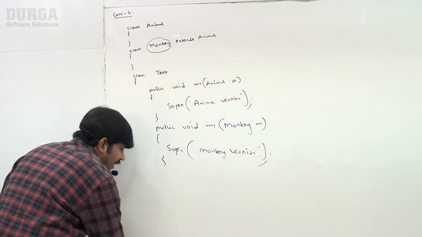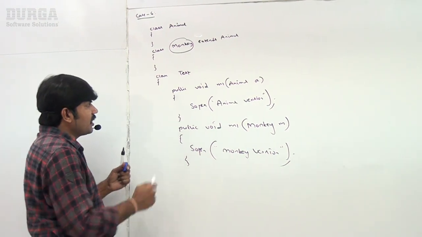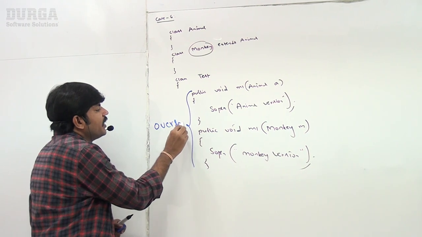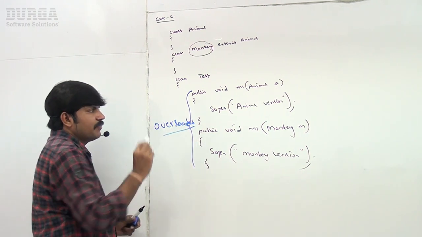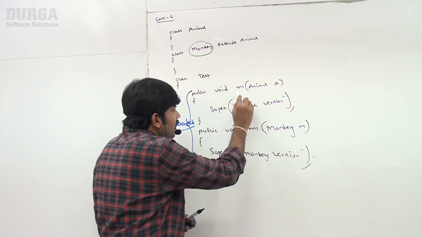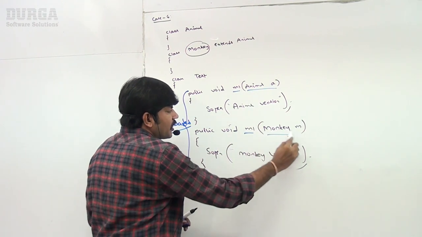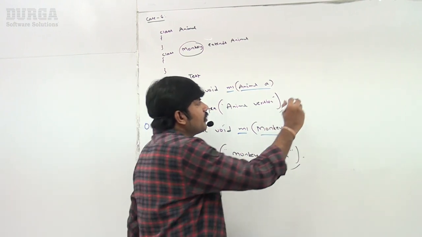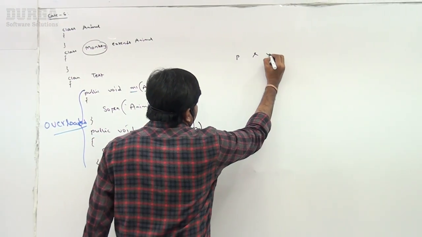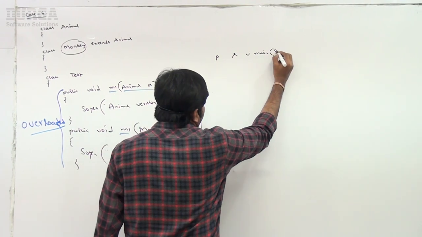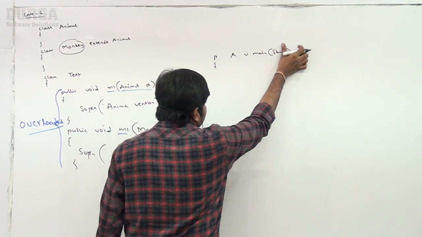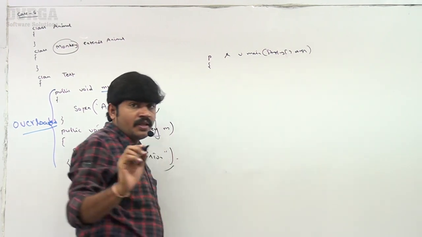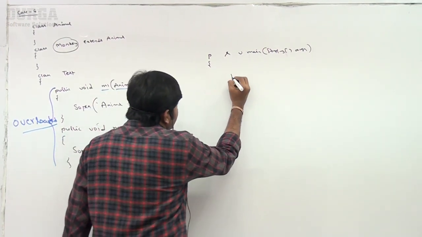Of course, sir, Animal and Monkey are my own classes, can I use the word? These two methods are overloaded or not? Yes, because both methods have the same name but different argument types. Okay, now I'm ready to go for the main method. Public static void main, String array args.